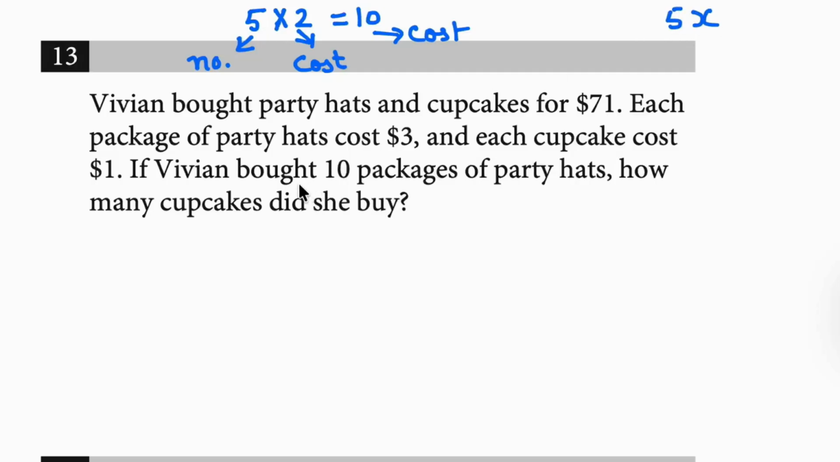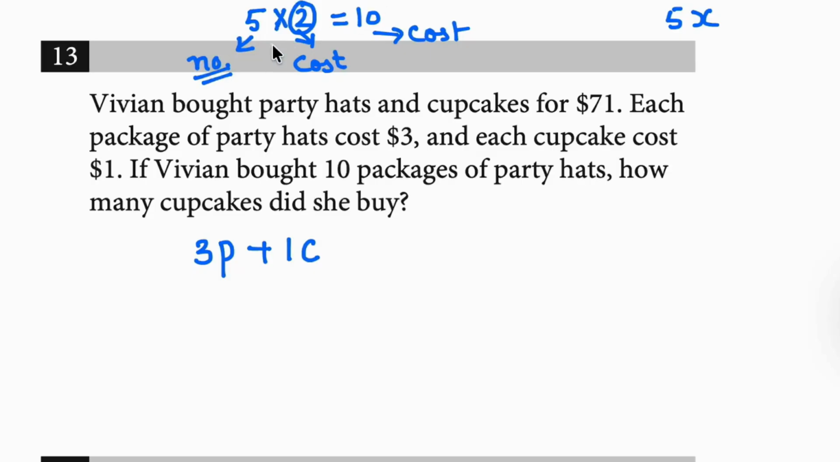Okay. Let's see this in our question. Vivian bought party hats and cupcakes for $71. If each party hat is $3, that means the cost for one party hat is given, which is 3. And let's say we don't know the number of party hats, let's say that is B. And each cupcake costs $1. So $1 is the cost and C is the total number of cupcakes.